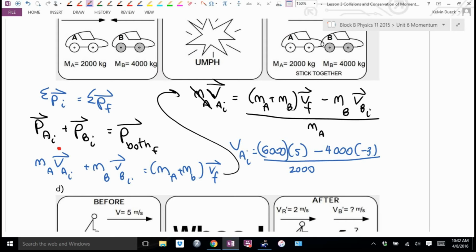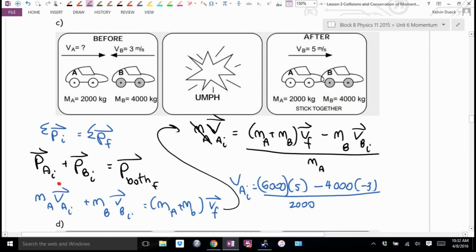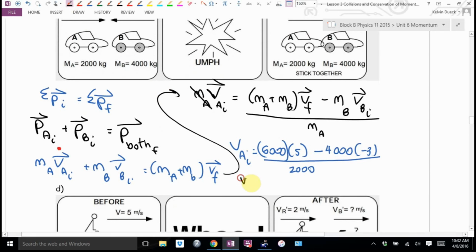Positive or negative? Positive. So positive, am I going to say to the right or to the left, Hayden? To the right. That's what you decided. Okay. So that initial car must have been coming in at 21 meters per second. Wow, that's messy. Meters per second to the right.